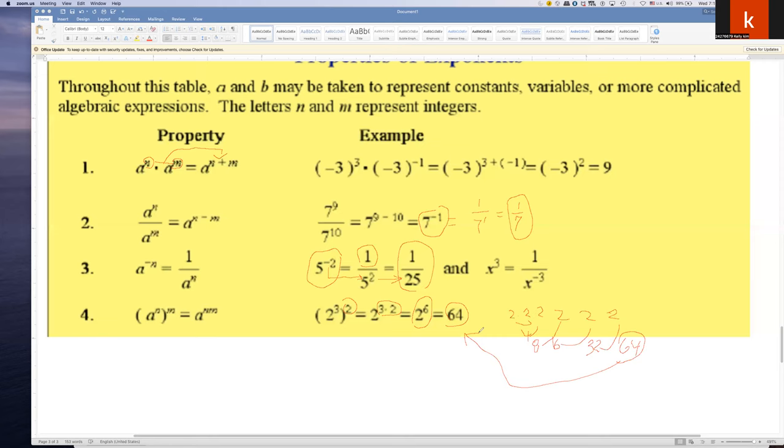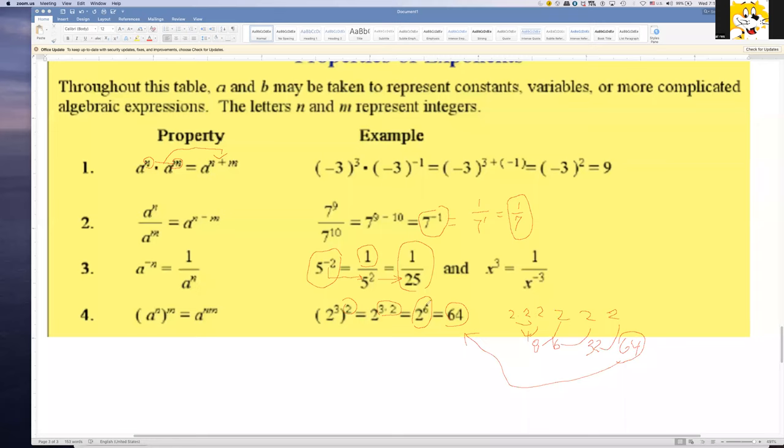Yes. Can you repeat what you just did? Yeah. 2 times 2 is 4. 4 times 2 is 8. 8 times 2 is 16. 16 times 2 is 32. 32 times 2 is 64.